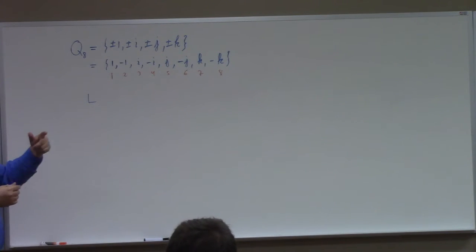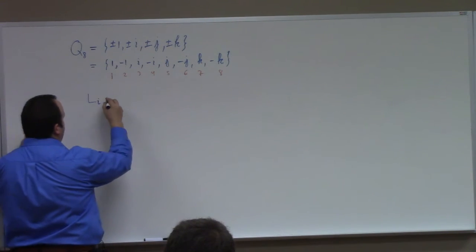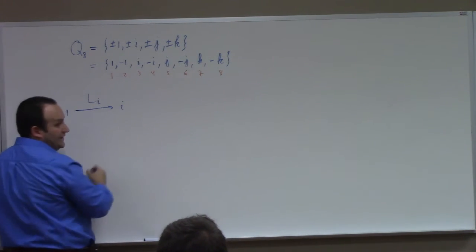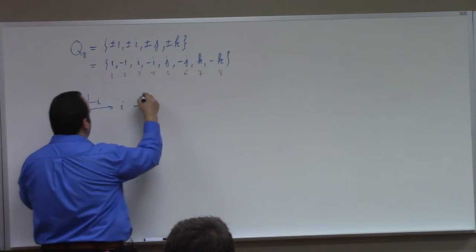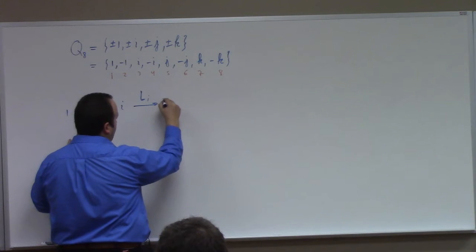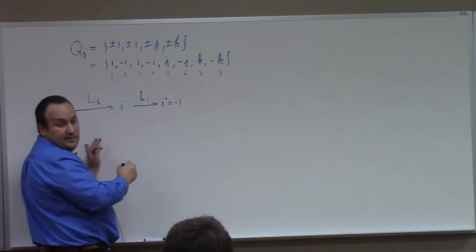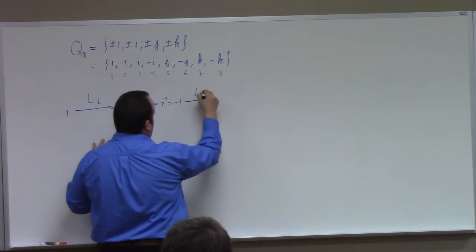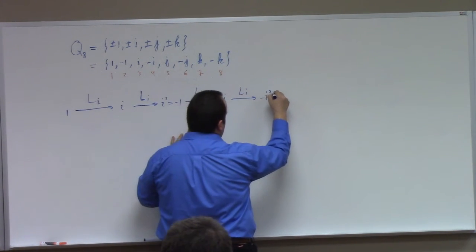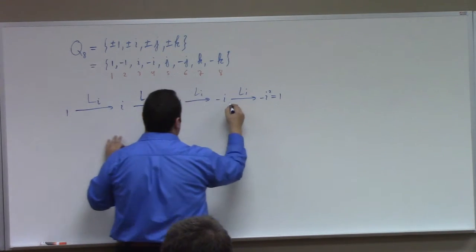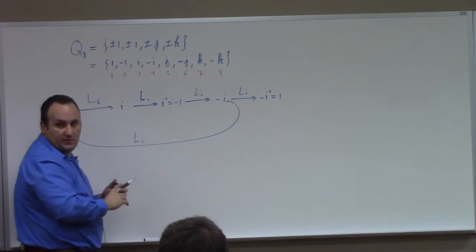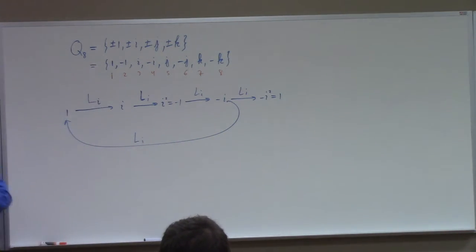So we pick one. Let's pick i, L_i, and if you feed it 1, where do you go? You go to i. Hit the left multiplication by i again. You get i squared, which is minus 1. Hit it again. We get minus i. Hit it again. We get minus i squared, also known as 1. Oops, my picture's wrong. We're back here again, right? So, what is that?